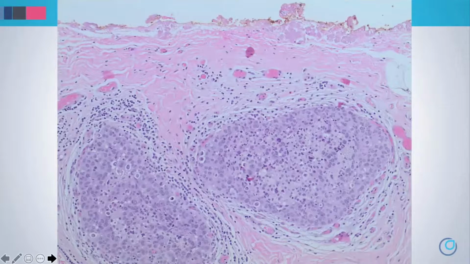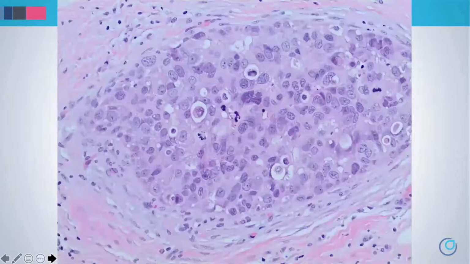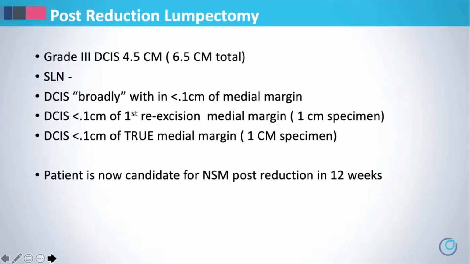Dr. Pepez, my pathologist, then gave me confirmation with true verification several days later that the DCIS wasn't just one solitary duct. He called it broadly positive, which meant that you can see multiple ducts are filled with DCIS, and my true margin was still too close. And at the end, she had on her initial specimen 4.5 centimeters of DCIS.